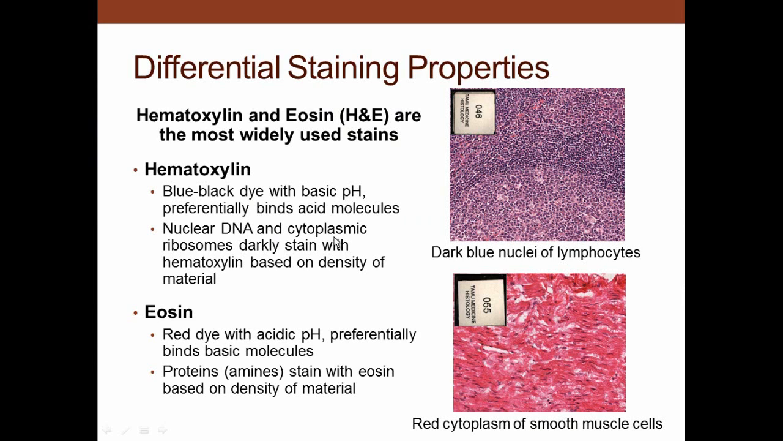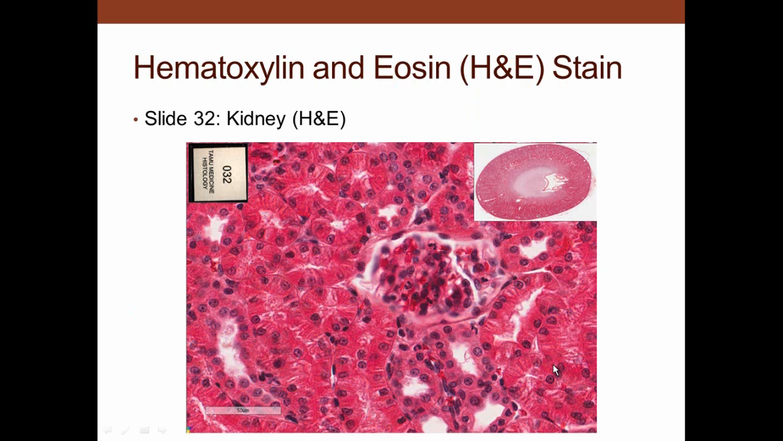In DNA is what it does. Ribosomes as well, which have nucleic acid. And here we see dark blue nuclei of lymphocytes. These are the nuclei of lymphocytes. In contrast, eosin dye is a red dye, is an acid dye, and it stains proteins. So here we see the protein staining of the smooth muscle cells.